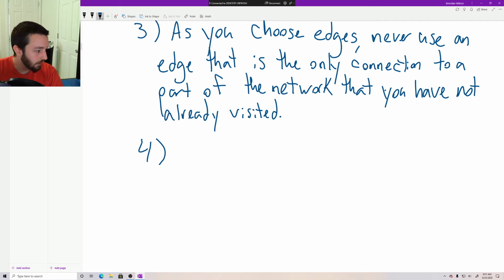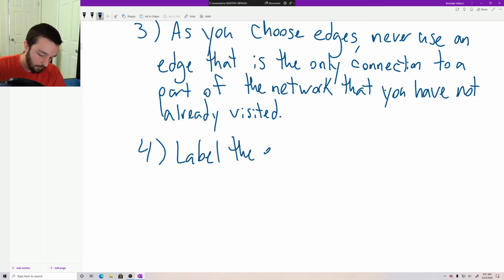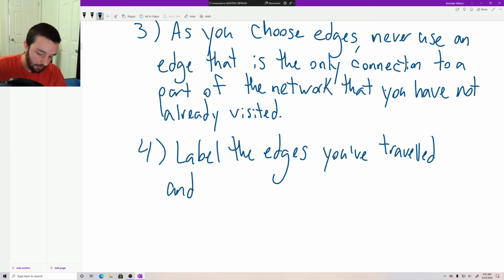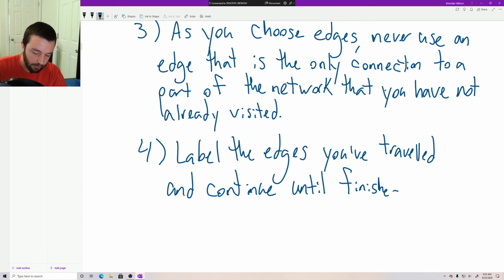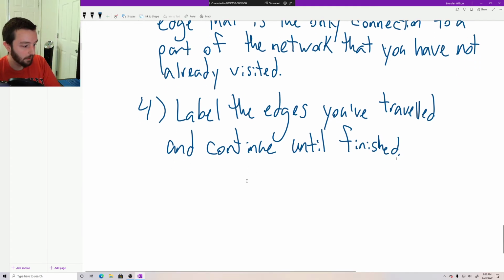The last one's not even really anything. It's just saying to label the edges. So label the edges you've traveled down, and continue until finished. Okay. So that's all it's saying. Just label the edges you've traveled and continue until finished.